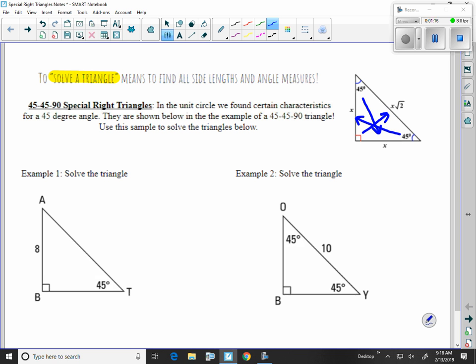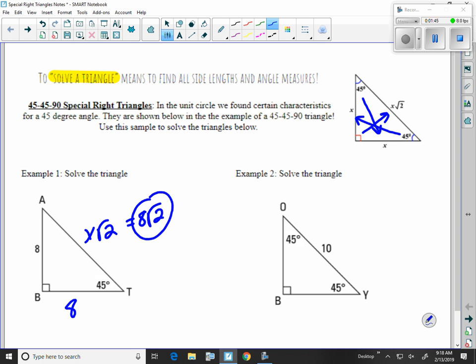So if we look at example 1, we have one leg, which is 8. What does that mean the other leg is? 8. Okay, so then here, our hypotenuse is x square root of 2. Well, in this case, what is x? x is 8. So it's going to be 8 square root of 2. Does that make sense? Tracking on that? Are you okay?